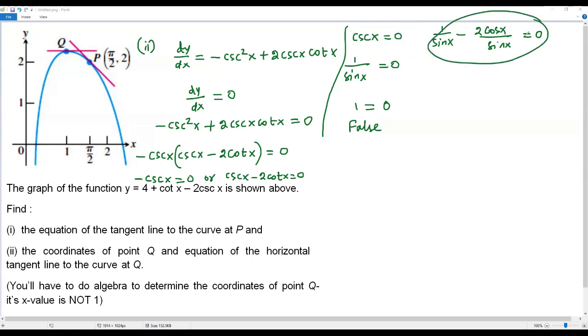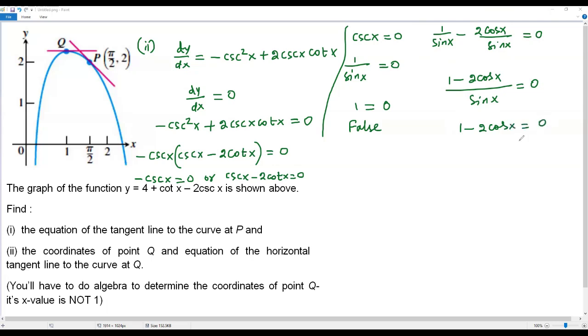Okay, now let's solve the second equation, that is 1 over sin x minus 2 times cosine x over sin x equals 0. So here we have subtraction of two fractions with the same denominator sin x. So we can take sin x as a common denominator. Then we get 1 minus 2 cosine x over sin x equals 0. When I multiply both sides by sin x, I'm getting 1 minus 2 cosine x equals 0. If I subtract 1 from both sides, I'm getting negative 2 cosine x equals negative 1. Then I divide both sides by negative 2 to solve for cosine x, as the negatives will cancel out. So then I'm getting cosine x equals 1 over 2.